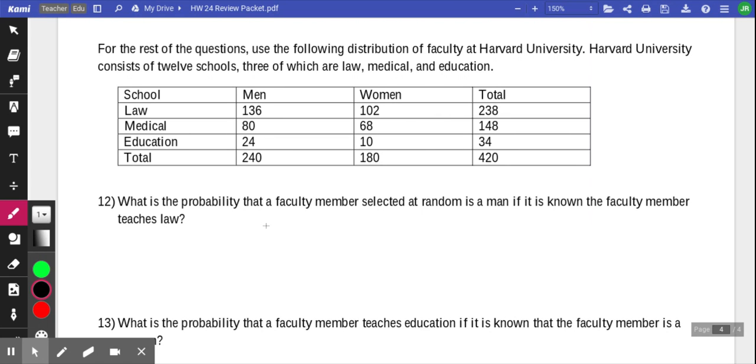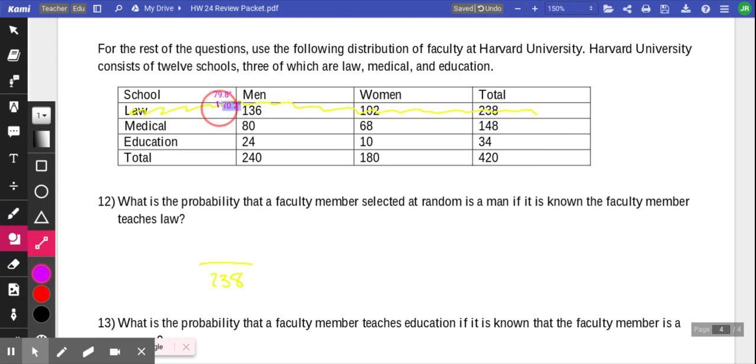So this first question says, what is the probability that a faculty member selected at random is a man if it is known that the faculty member teaches law? So conditional probability here, because it's known that the faculty member teaches law. So what we're going to do here is restrict our denominator. We know that the faculty member teaches law, so that means we are working just right in here. This is what we are working with, that they teach law, which means that the denominator is going to be 238.